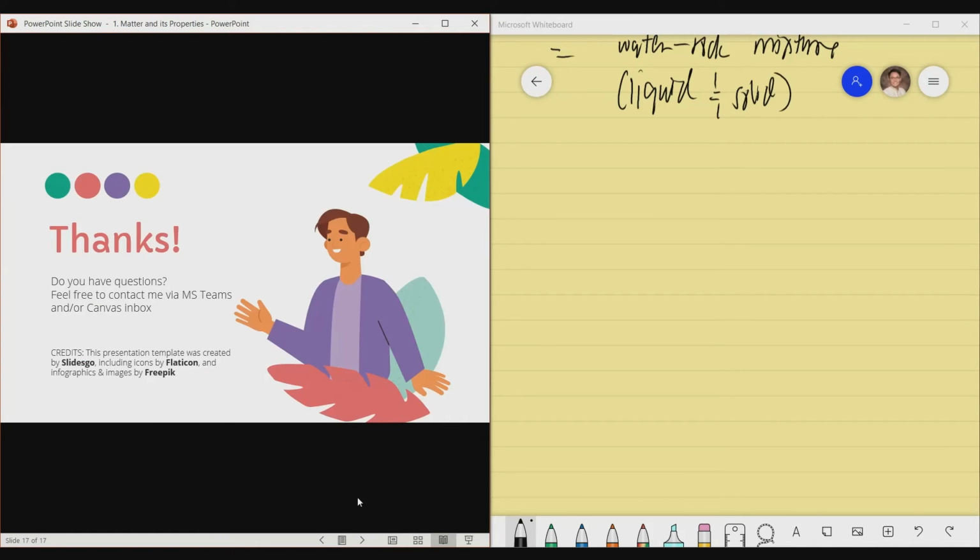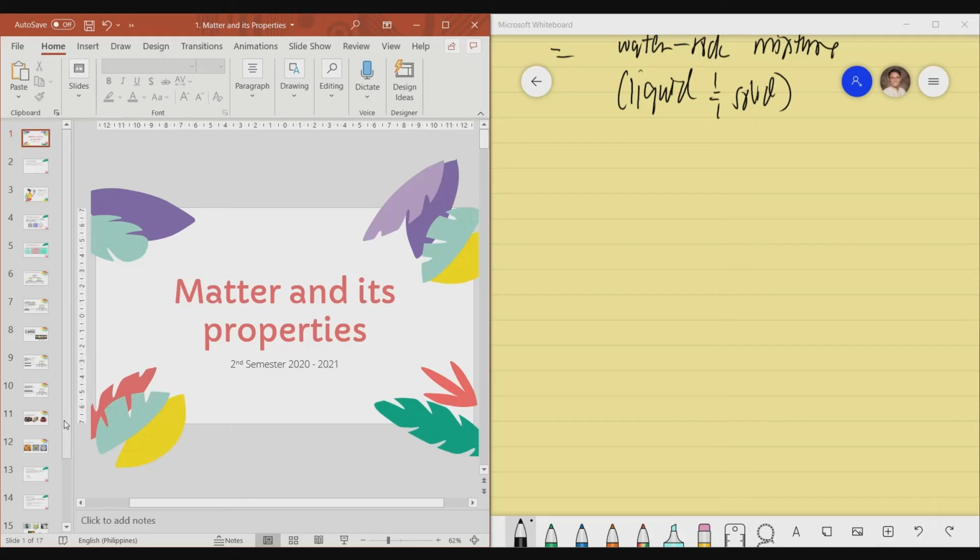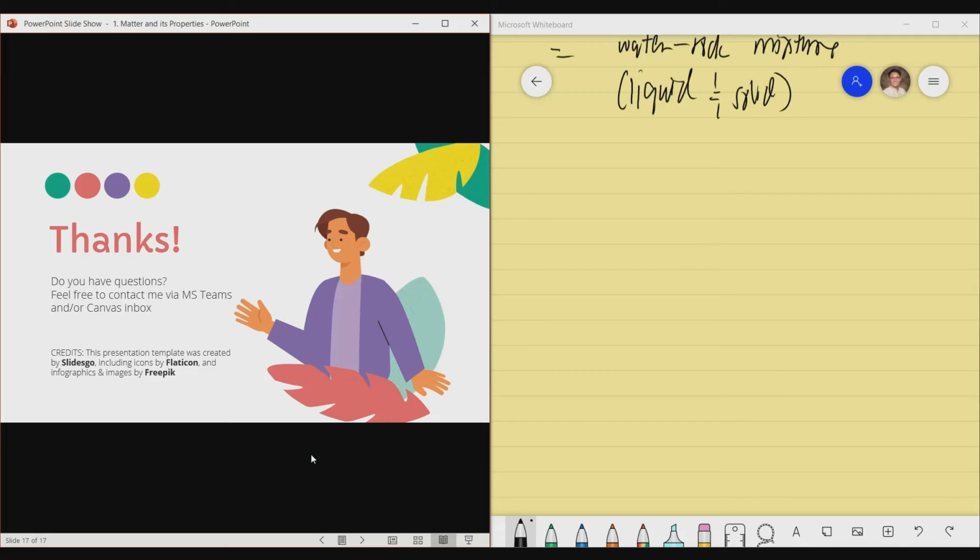Okay? Now, that's it. That is actually matter and its properties as presented by this PowerPoint presentation, and I hope everyone learned a thing or two about matter and its properties, particularly the states of matter, the differences of solids, liquids, and gases, as well as the classification of matter under which of pure substances and mixtures, and also evidences and examples for physical and chemical change.